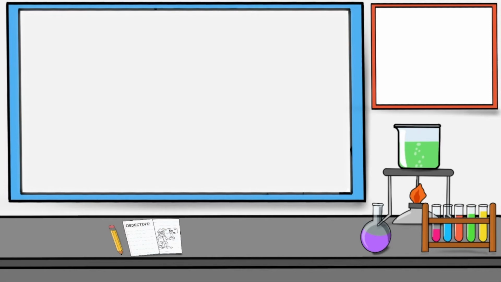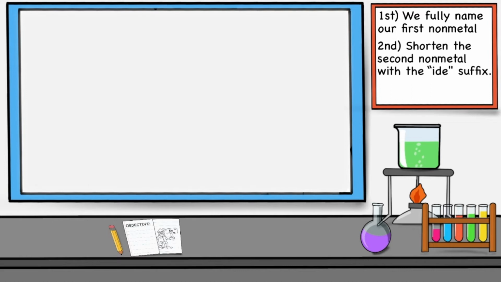Now we're going to do some practice problems when it comes to covalent compounds. Remember, your rules for naming covalent compounds and working them out is that first we name our first element, our first nonmetal all the way. Then we shorten the second nonmetal and put the "-ide" ending. Finally, we add the numerical prefixes to determine how many there are of each element, or what the subscripts are of each element.